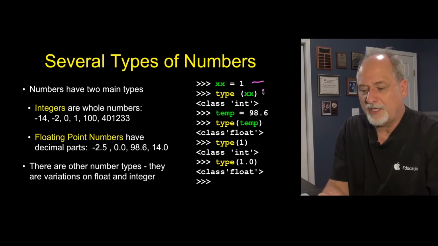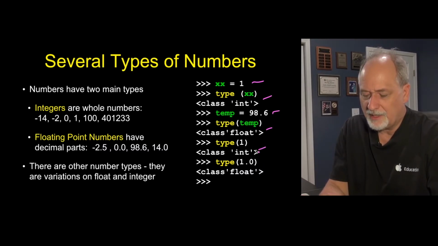And there are even several types of numbers, and we'll even see Booleans and others later. Like 1 with no decimal, that's an integer number. 98.6 with a decimal, that's a floating point number. And so constants can be both integer and floating point.